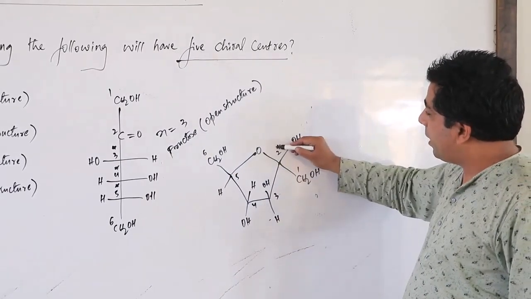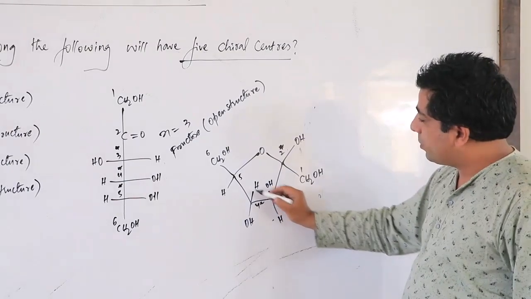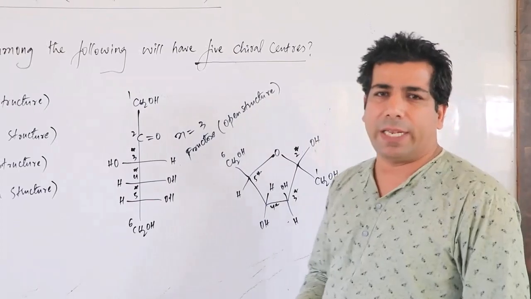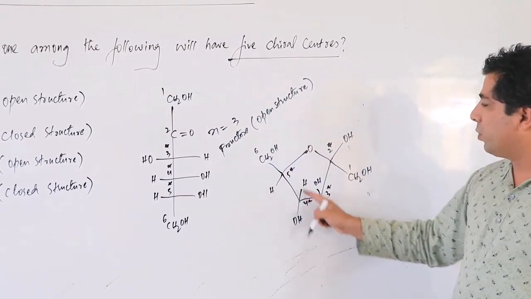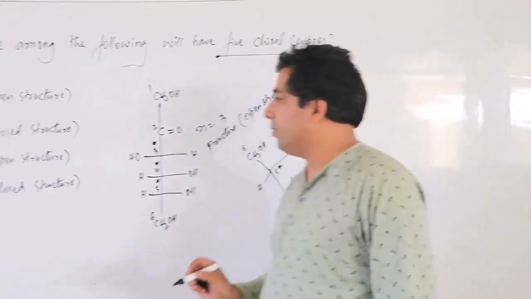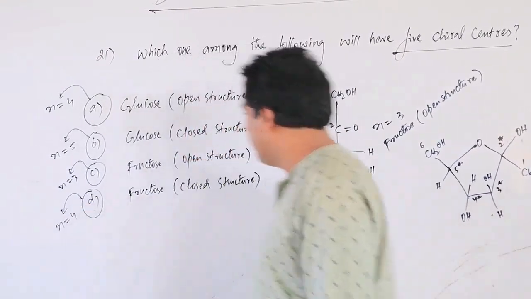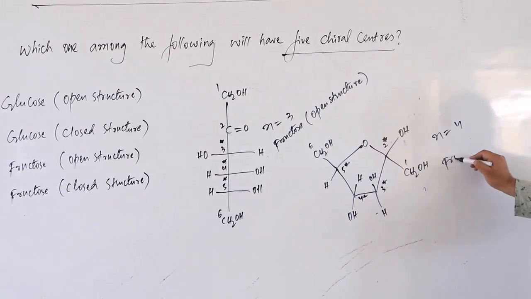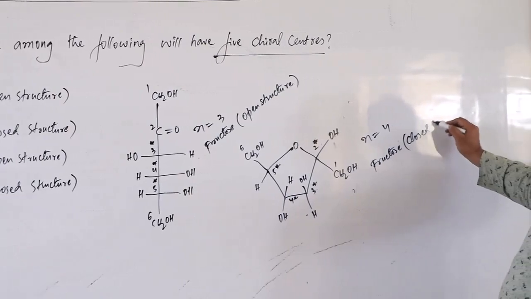But here the second carbon becomes chiral, third carbon is also chiral, fourth carbon is also chiral and fifth carbon is also chiral. You can check it out. A chiral carbon should be attached to 4 different groups. So if you look at the second, third, fourth and fifth here, they are chiral. So total there are 4 chiral carbons here. So my dear friends, here the N value is 4 in case of fructose, the closed structure of fructose.